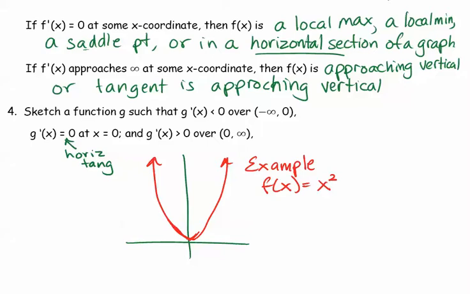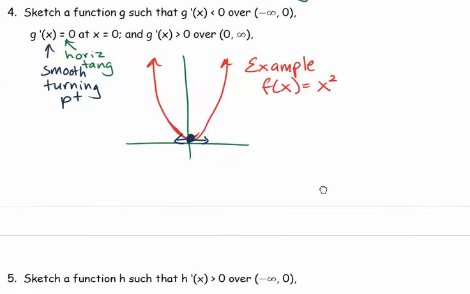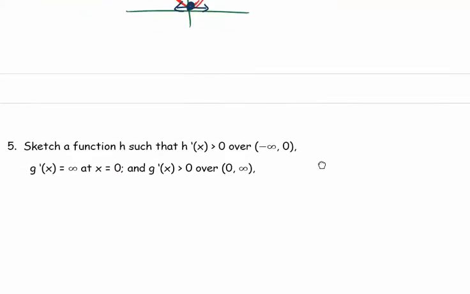You couldn't do an absolute value graph. Remember not to pick absolute value because we have to have a smooth turning point here. If we want to have a 0 derivative, it has to have a smooth turning point here. So at a corner, the derivative would not exist. So make sure that you don't choose something like absolute value there.